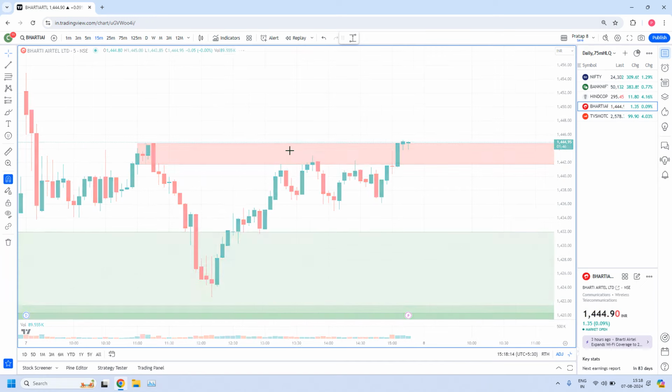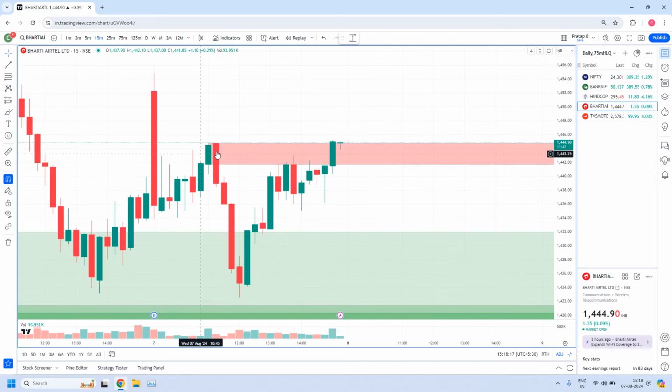Let me go to the 15 minute time frame. See here, you have a rally base drop. The 15 minute target was reached today.